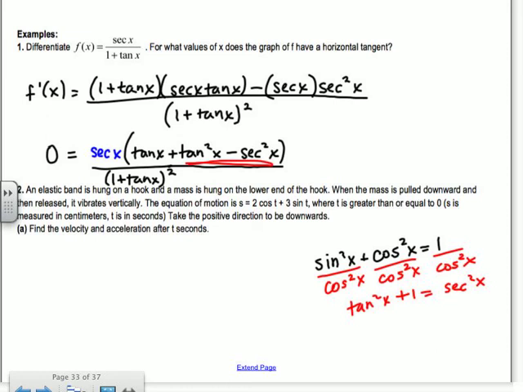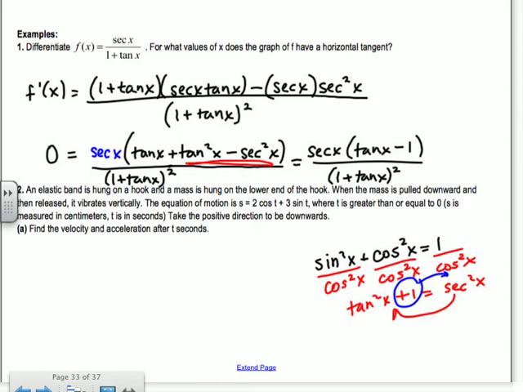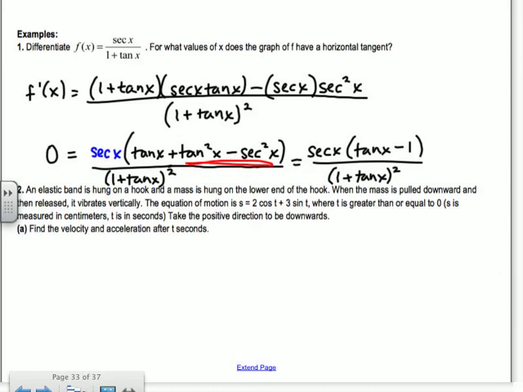So what is tangent squared minus secant squared? Negative 1. Do you guys see? Tangent squared minus secant squared, you're going to bring this over here, and then bring the 1 to the other side, so subtract it over. So tangent squared minus secant squared is negative 1. So we now have secant x times tangent of x minus 1 all over 1 plus tangent of x squared. Is this reminding you of Pythagorean identities? Do you guys remember those? Everybody always hates those in pre-calc.